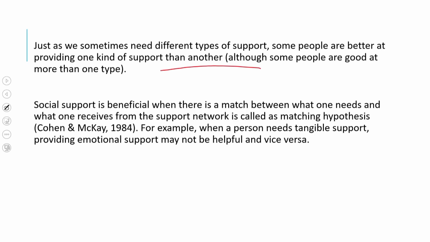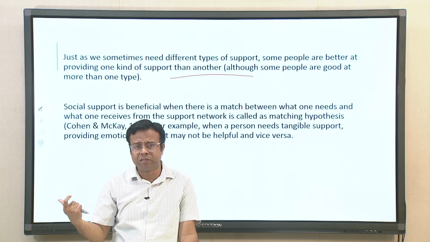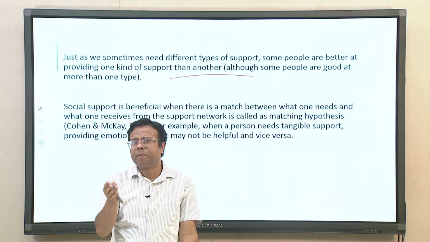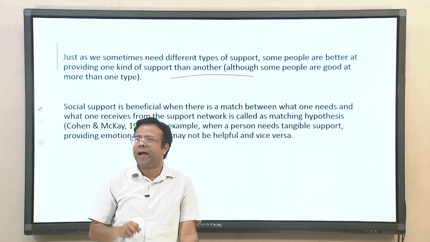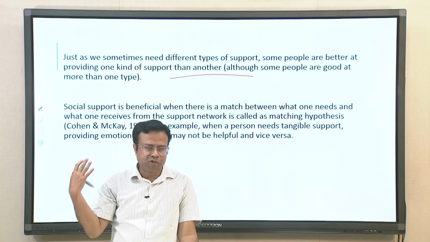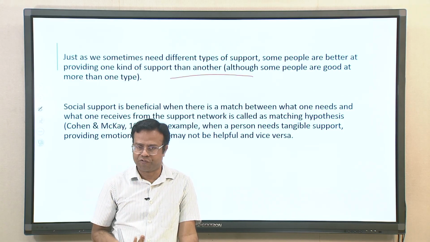So, in our social network, probably some people are good at giving emotional support, some people may be good at giving informational support, some people may be good at giving tangible support. So, different people may have different resources, based on which they can provide that support, and we may also require different types of support in different situations of our life.